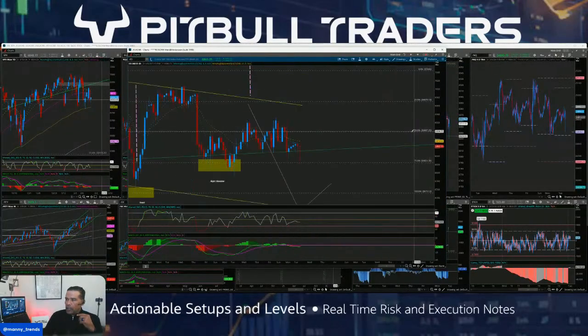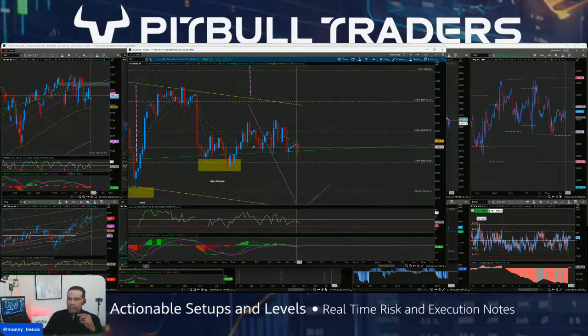Look at the wick we left on the 4-hour chart, guys. That's smoking. Hey, don't say I didn't warn you, right? I had us all ready for that. We knew if we came down here, it was going to be respected. There were going to be buyers.